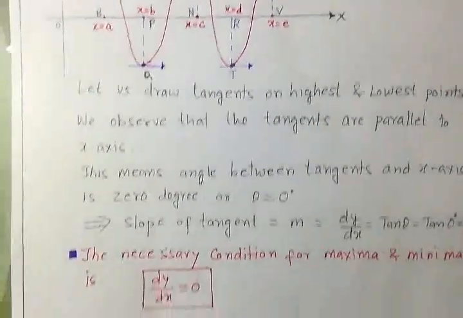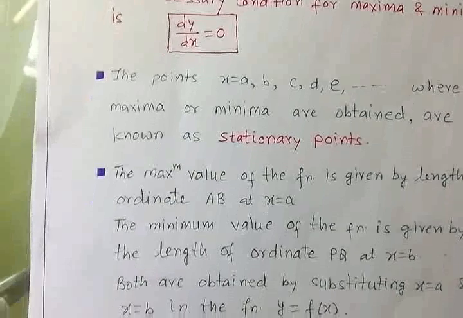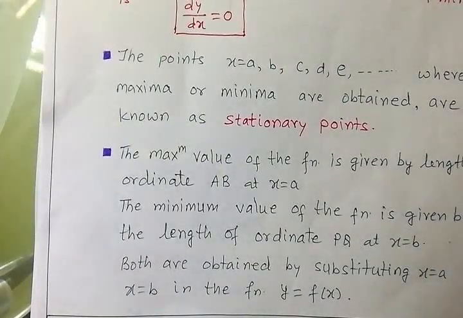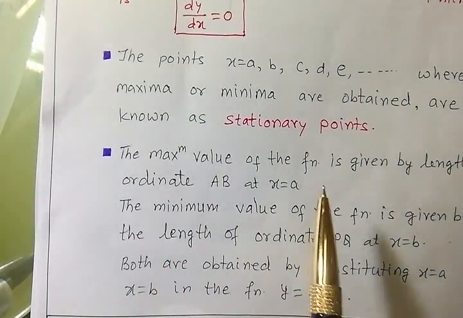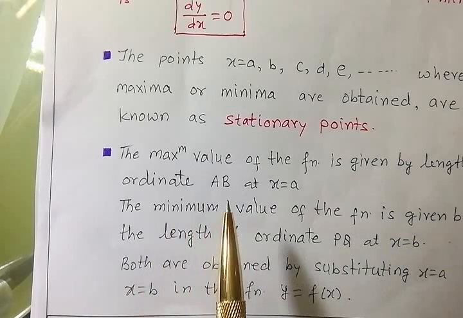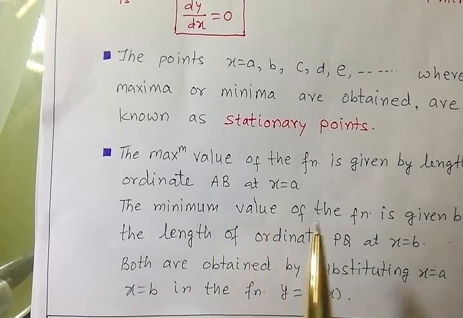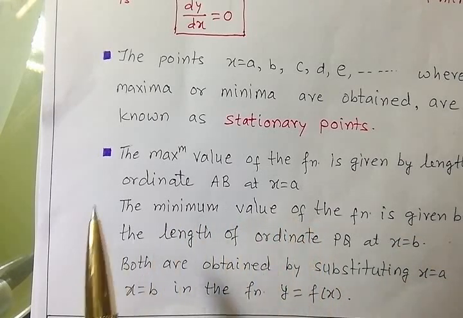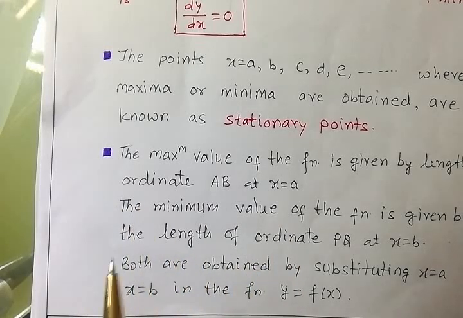Moving to the third one, the maximum value of the function is given by the length of the ordinate AB at x is equal to a. I'll show it in this figure. Let us read this. The minimum value of the function is given by the length of the ordinate PQ at the point x is equal to b, and both are obtained by substituting x is equal to a and x is equal to b in the function.